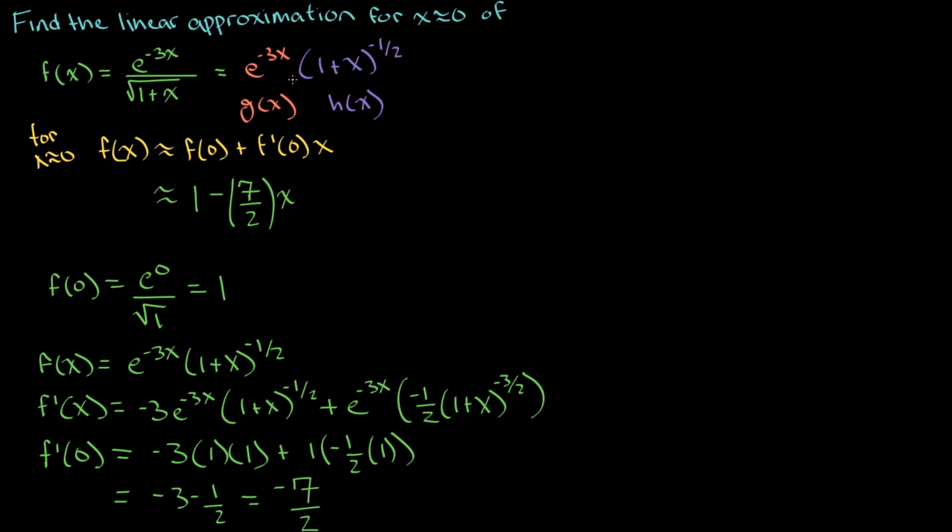What if we knew the linear approximation of just e to the negative 3x for x values near 0? And then similarly, what if we knew the linear approximation for 1 plus x to the negative 1/2 power? If we knew both of those linear approximations and multiplied them together, would that give us the same answer? That is an interesting thing that we want to find out.